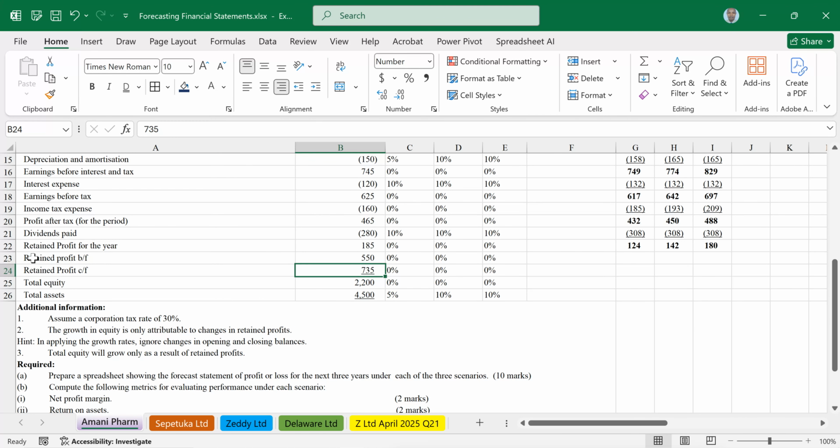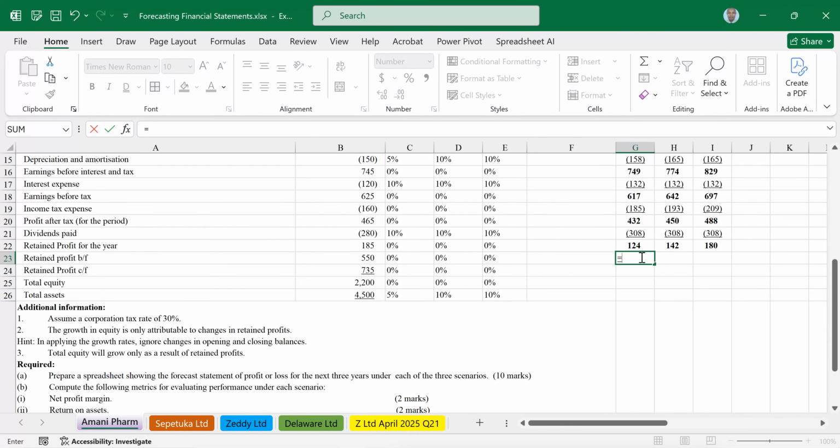Now the retained profit brought forward in 2023 is the one that was carried forward in 2022. This one here. So the answer will be equal sign. Click on the 735. You can put that in a formula: times, open bracket, it's even 0%. So times 1 plus, then click on the 0%, that is not moving. Close bracket and enter. Then you'll drag across.